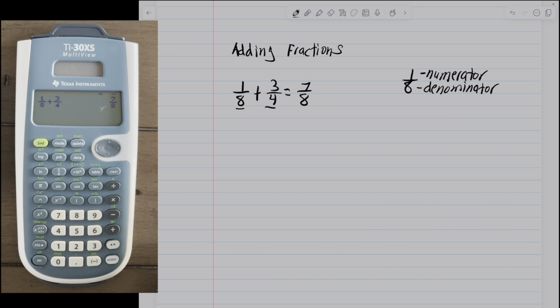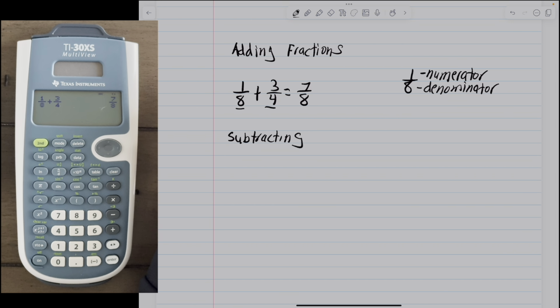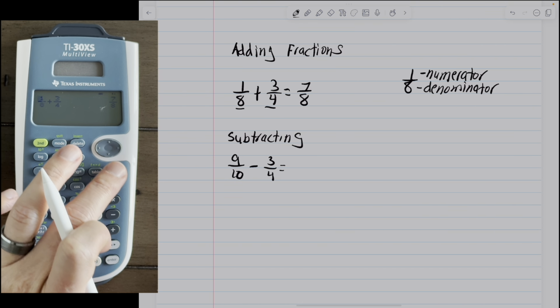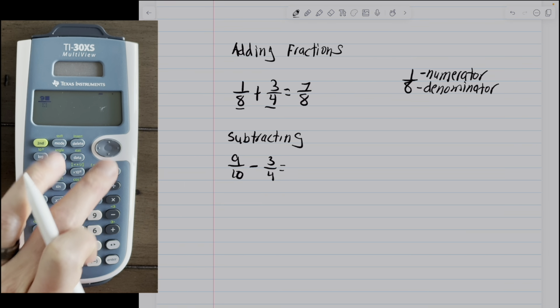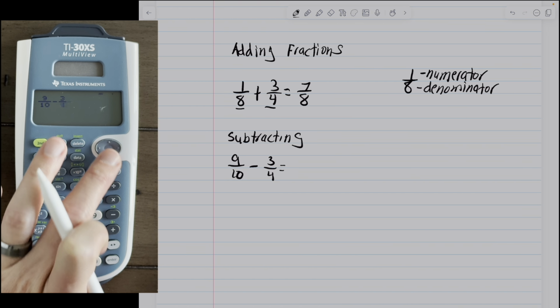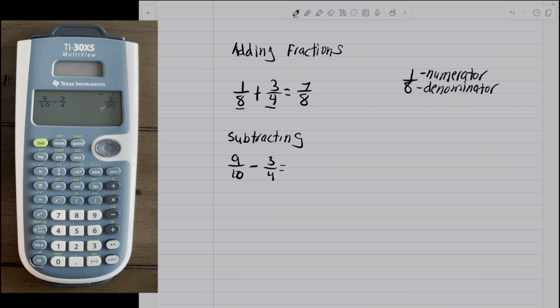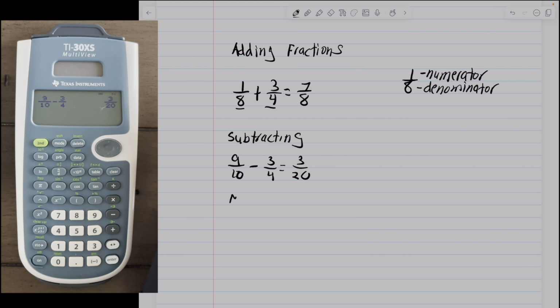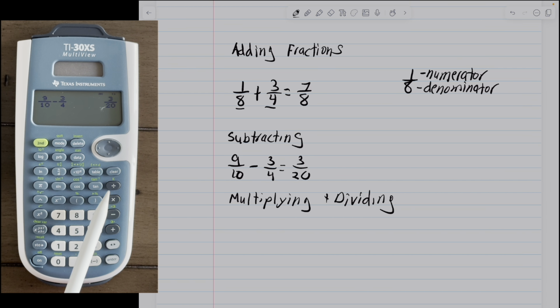Now, I will advise the same thing if you're subtracting fractions. Let's say you have 9 over 10 minus 3 over 4. Let's try that one. So we'll clear this out. We'll hit the N over D, 9 over 10, minus, 3 over 4. And we have our answer, 3/20, or 3 over 20. So again, calculator makes it easy. It's the same for multiplying and dividing. Use the calculator. All you have to do is use the symbols on it, and you're good to go.